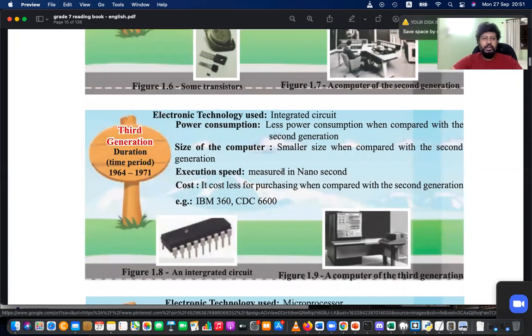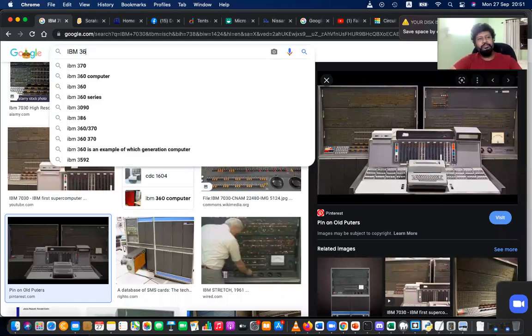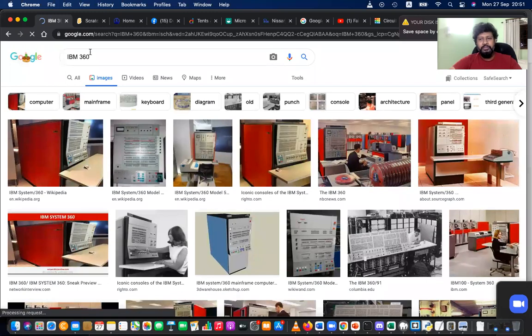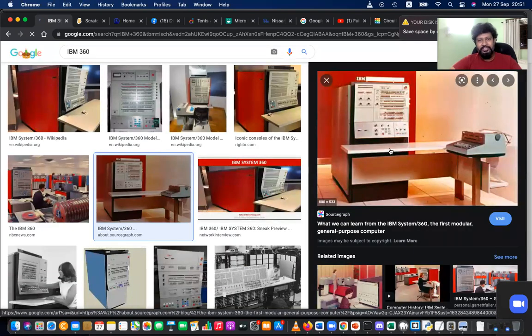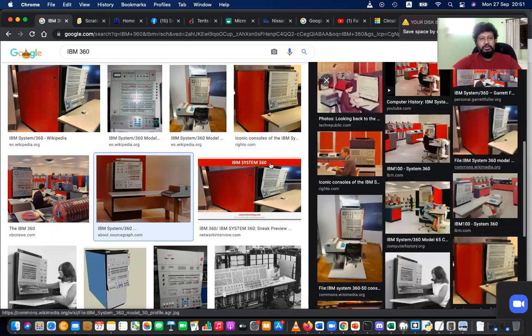One example is the IBM, or here the CDC 6600, or let's say the IBM 360 computer. You can see this computer can be moved from one place to another. It's like a cabinet, a single computer. It looks like a refrigerator, right? You can move this computer from one place to another, but one person cannot move this. You need some support from other people to move this computer.